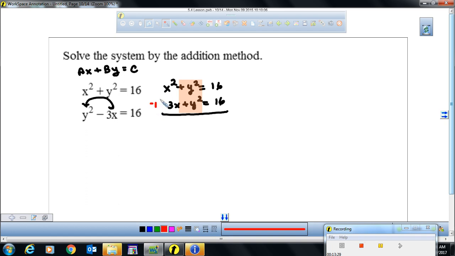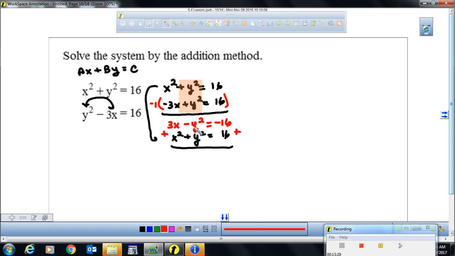So I'm going to multiply, let's say, the bottom one by a negative 1. And that's going to give us a positive 3x. Negative 1 times y squared is negative y squared equals negative 1 times 16, which is negative 16. Then we're going to bring the second equation down right here. x squared plus y squared equals 16. And as usual, we are going to add these two equations.